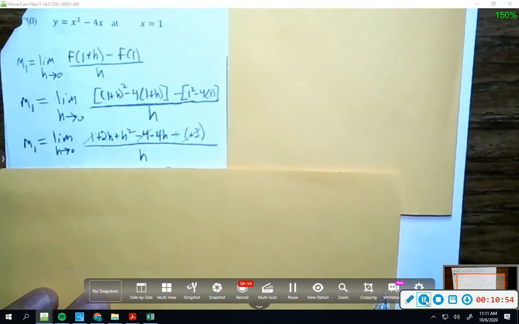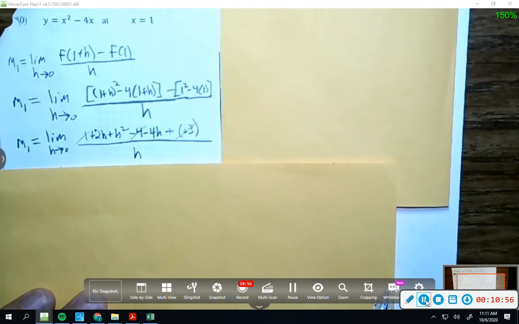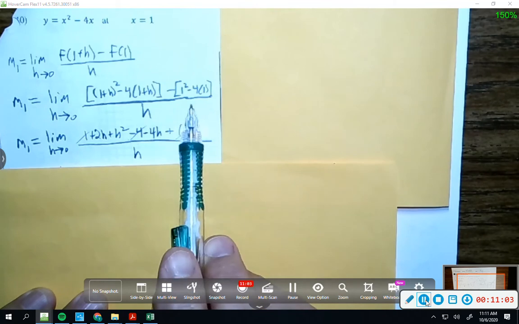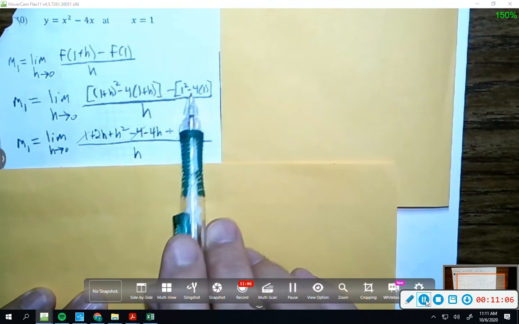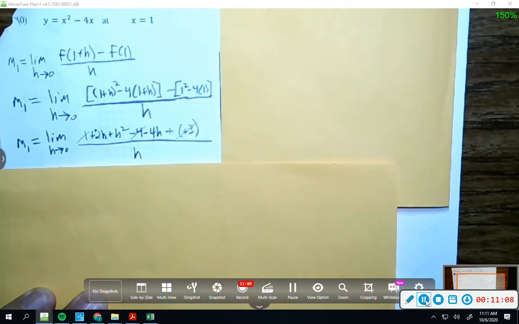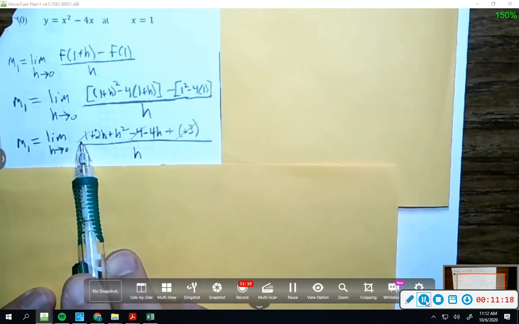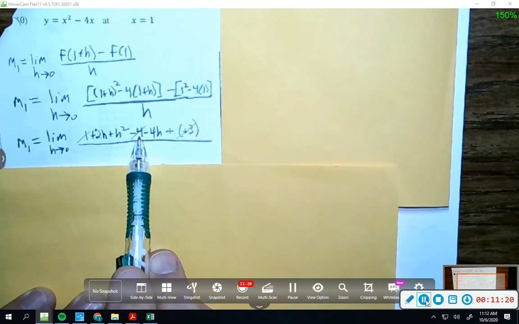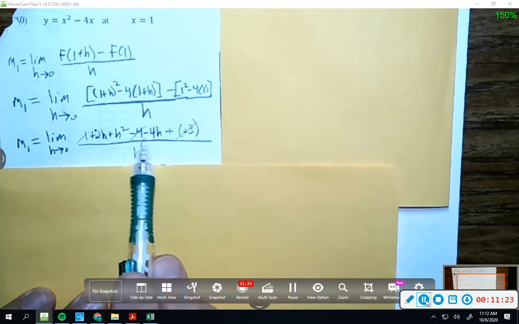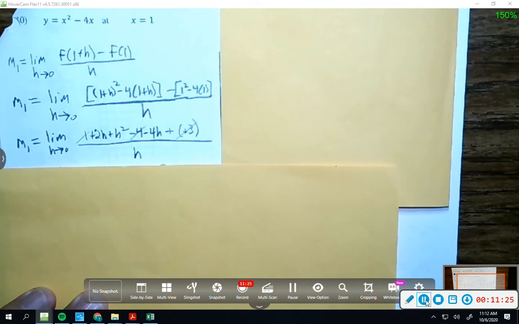When we FOIL, you get 1 plus 2h plus h squared. When you distribute negative 4, you get negative 4 minus 4h. 1 minus 4 is negative 3, but minus a negative became plus a positive 3. This is the beautiful thing about this. Every term that doesn't have an h must cancel every time. So 1 and negative 4 is negative 3, and a negative 3 plus 3, all of the constant terms go to 0. Every other term has an h.